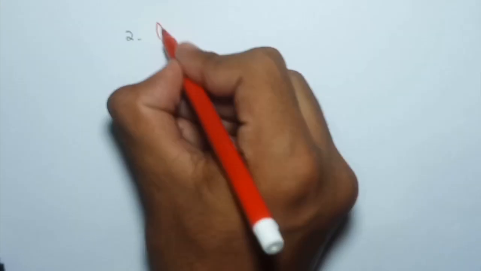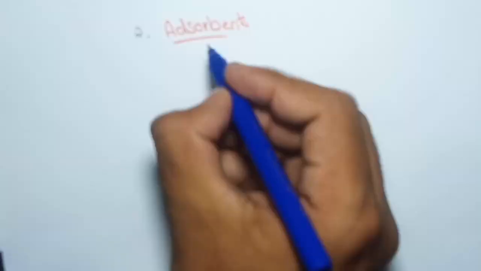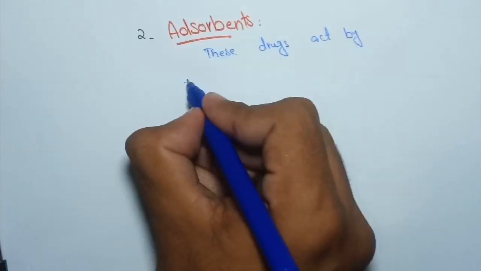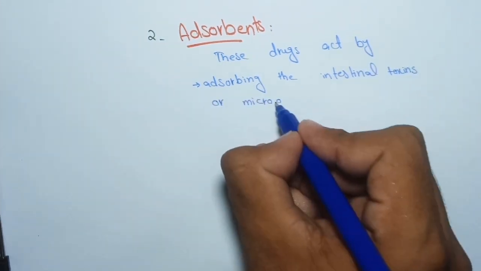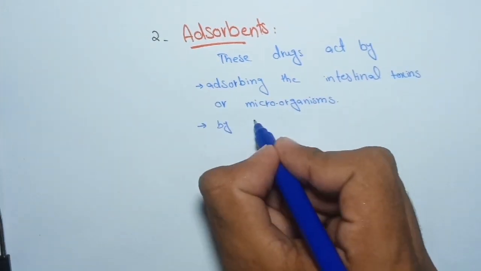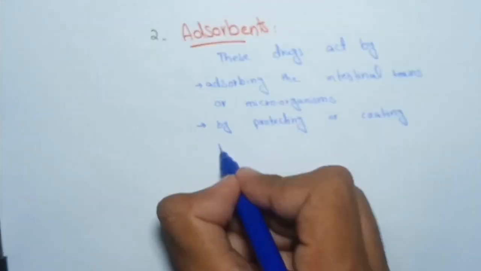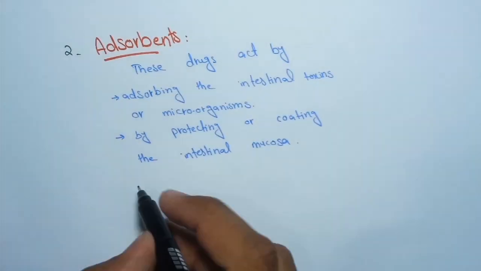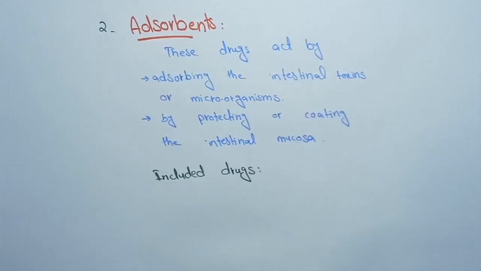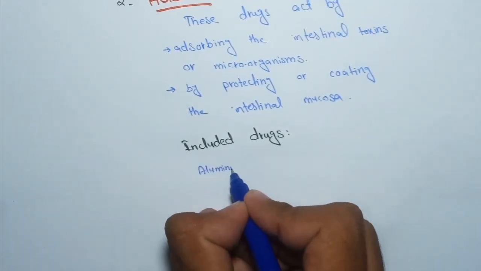Now moving forward to our second class of anti-diarrheal drugs, which is adsorbents. These drugs act by adsorbing the intestinal toxins or microorganisms and by protecting or coating the intestinal mucosa. It also includes 2 drugs, which are aluminium hydroxide and methyl cellulose.